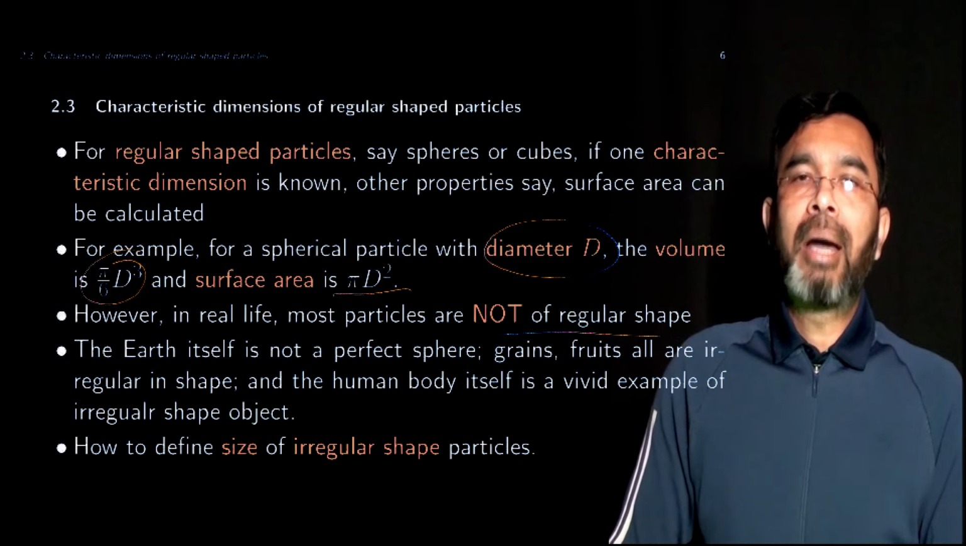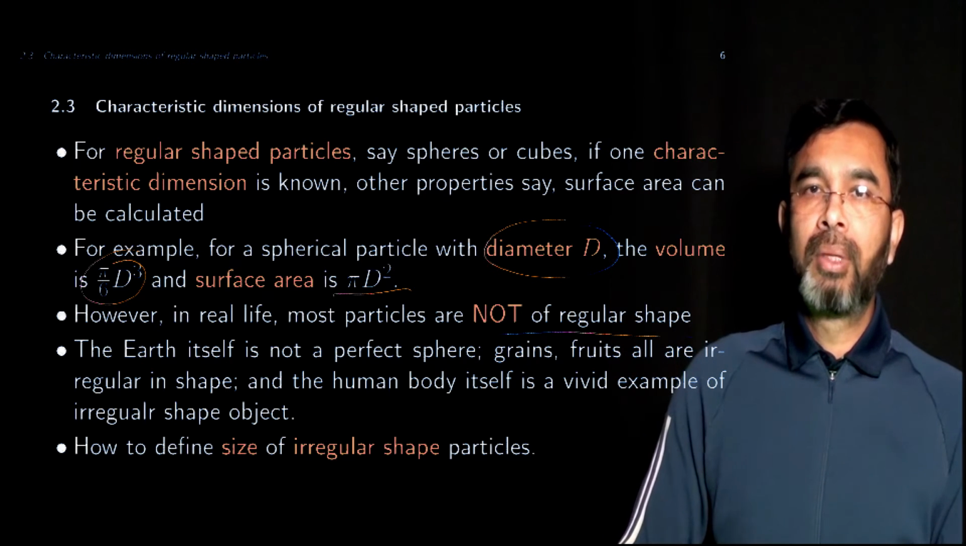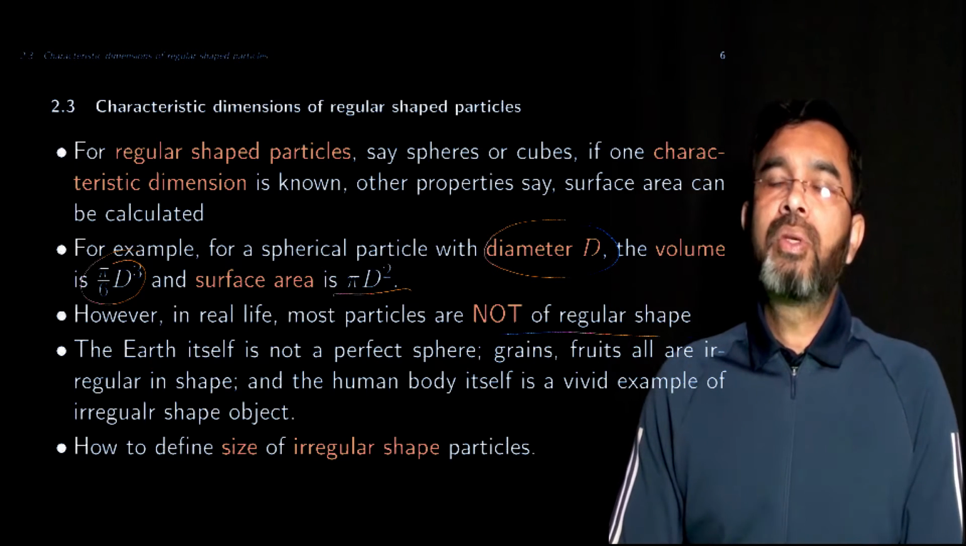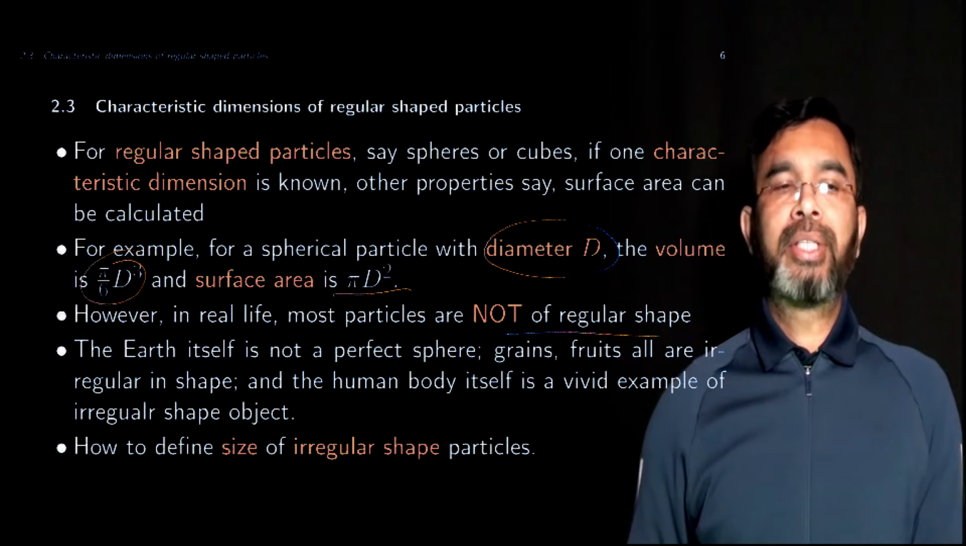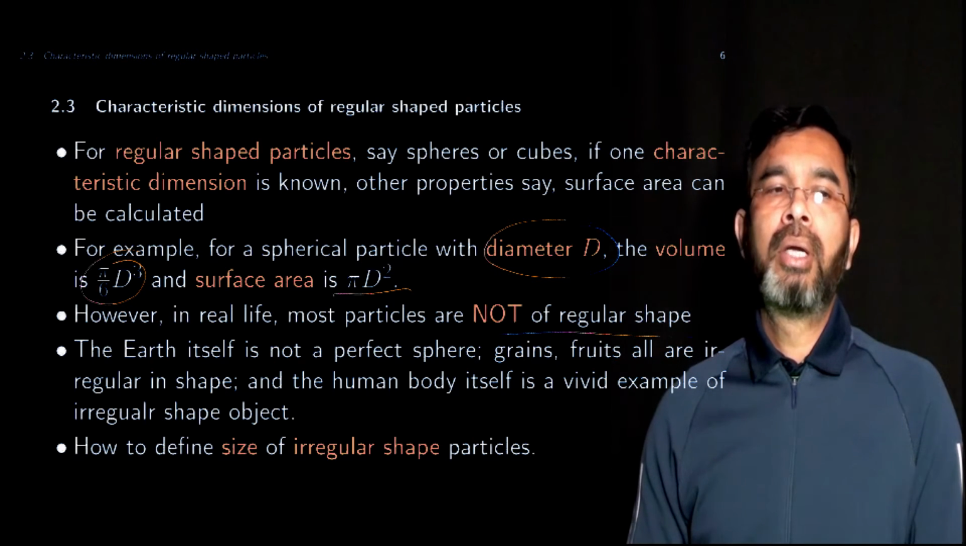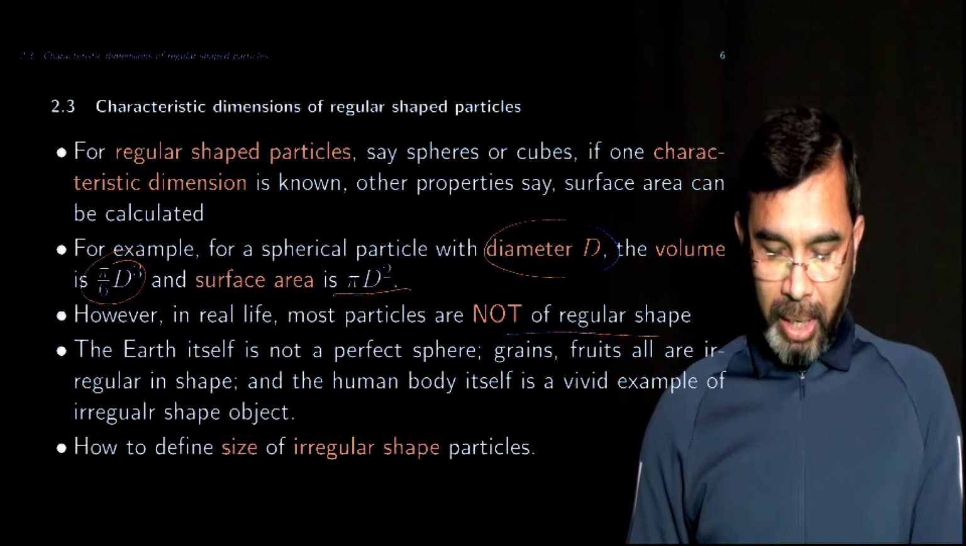If we look at some other things, for example, just look at the human head. It does not have a regular shape. The grains you look at or other materials around and the minerals and rocks, you will notice that mostly none of those have a regular shape.